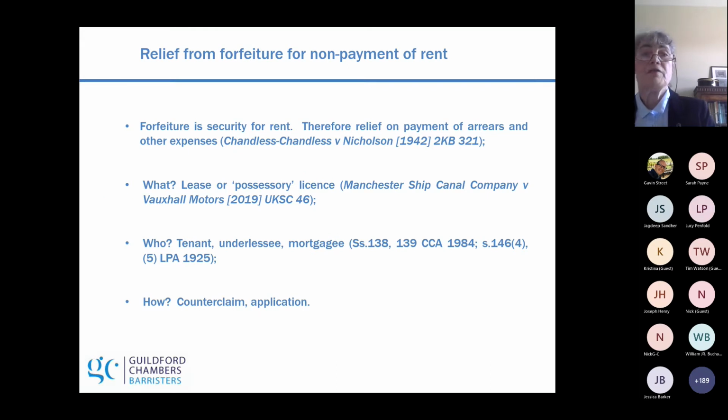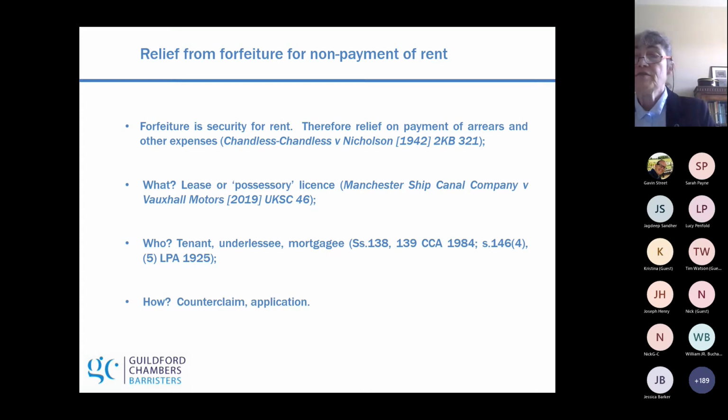Relief from forfeiture for non-payment of rent. Forfeiture for non-payment has always been regarded as a security for the rent. This was the case when the relief depended on the equitable jurisdiction of the court before the various statutory provisions which now also come into play. The principle, therefore, is that if the landlord can be put back in the same position as if the covenant had not been broken, the tenant will obtain relief. And in the context of non-payment of rent, this means, of course, payment of the arrears and expenses.